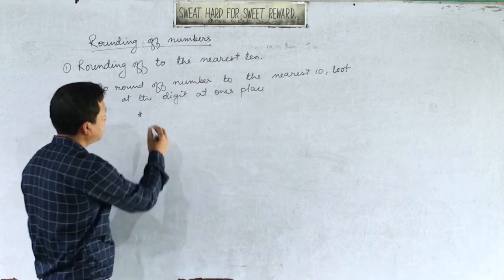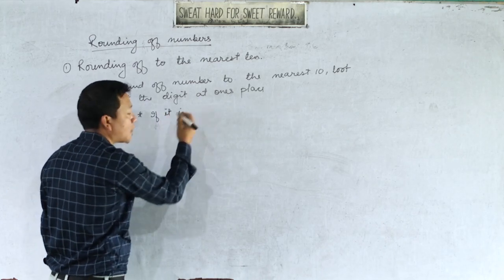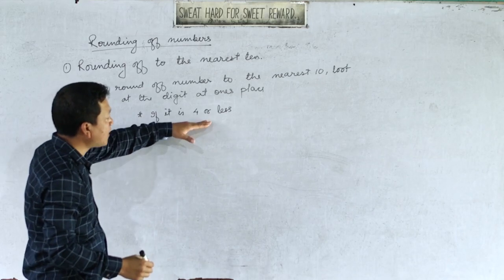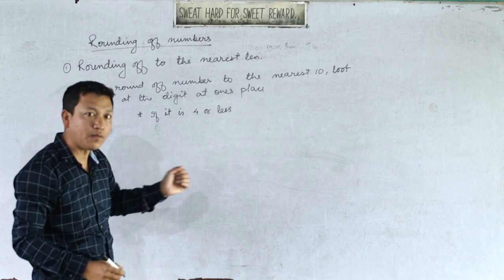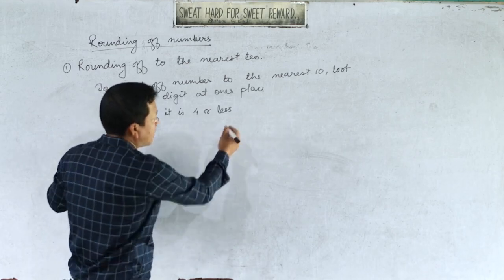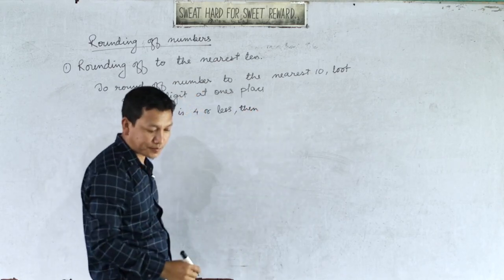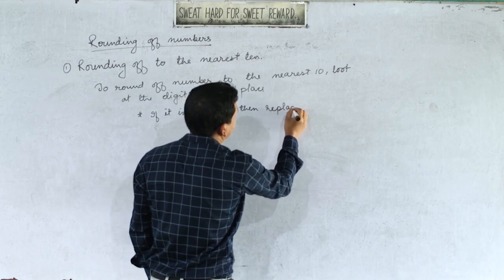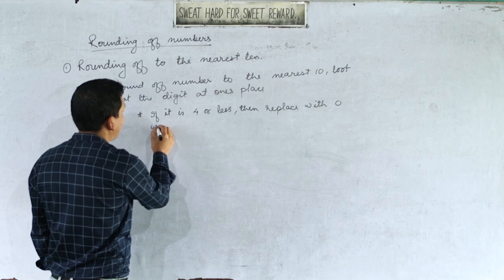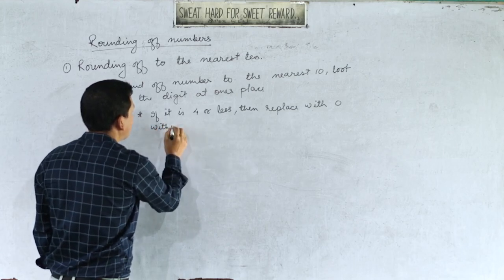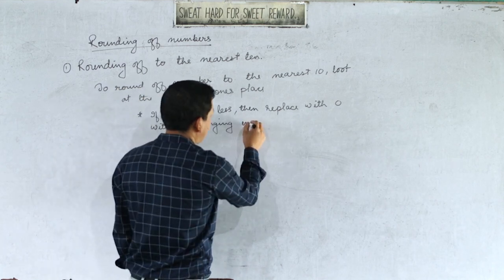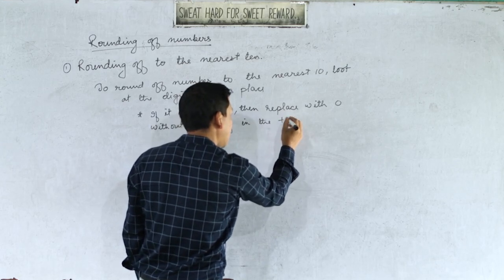First step, if it is 4 or less, it may be 3, it may be 2, it may be 1, it may be 0, whatever, then replace it with 0, without changing the digit in the tens place.